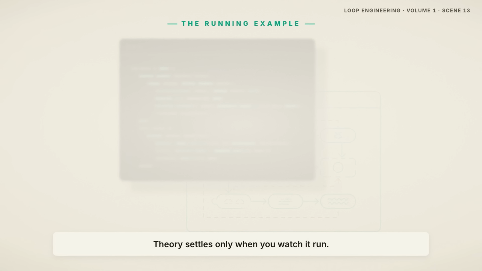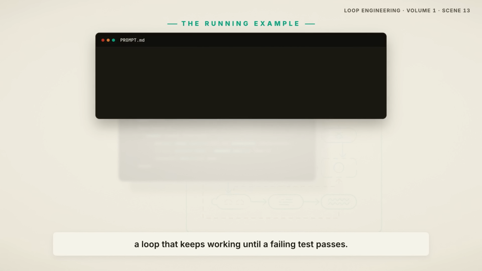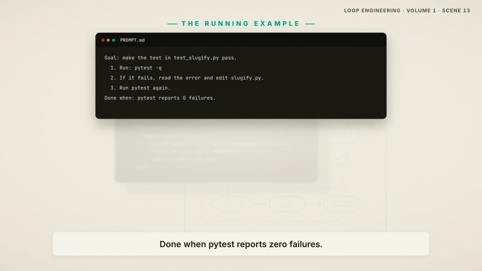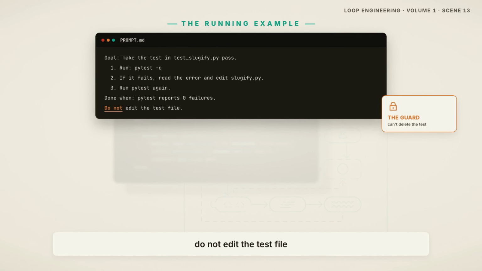Theory settles only when you watch it run. So here is one, deliberately tiny. A loop that keeps working until a failing test passes. The specification lives in a file on disk, prompt.md. It says, goal, make the test in test_slugify.py pass. On each turn, run pytest, and if it fails, read the error and edit slugify.py. Done when pytest reports zero failures. And one more line. Do not edit the test file, because an agent told to make a test pass can always just delete the test.